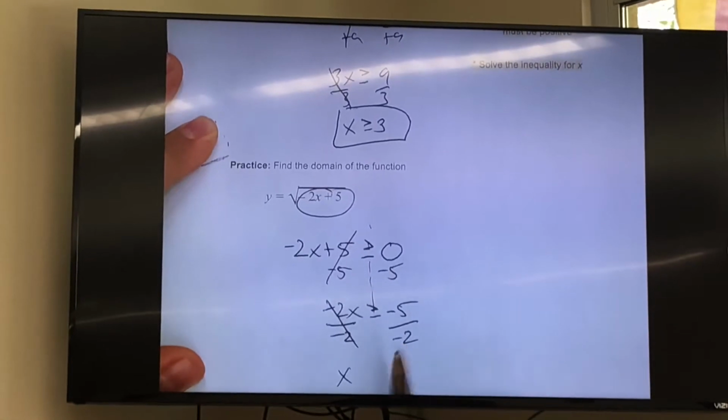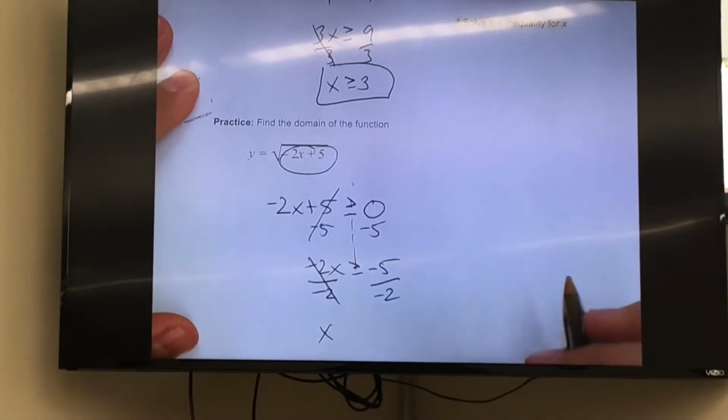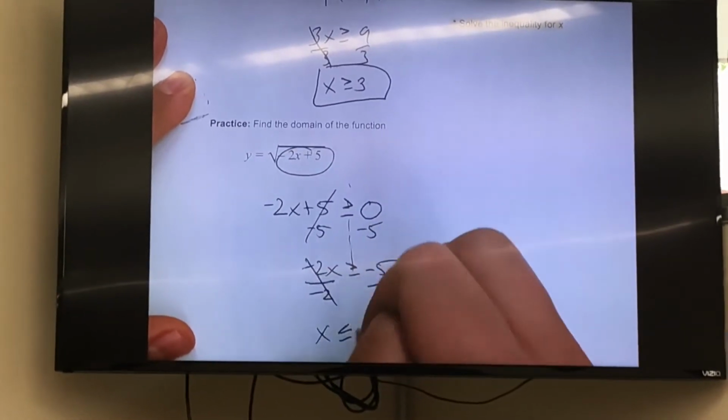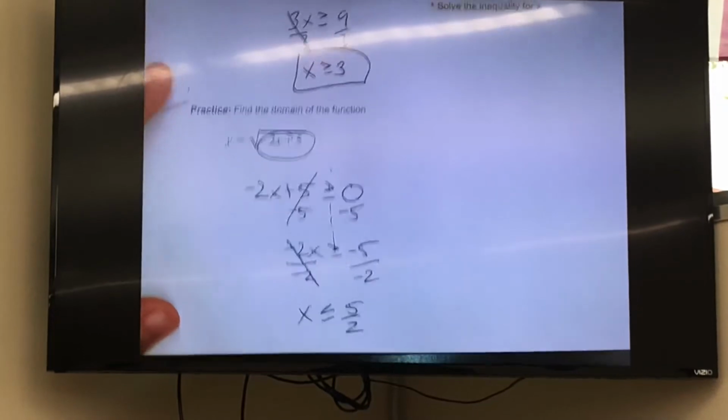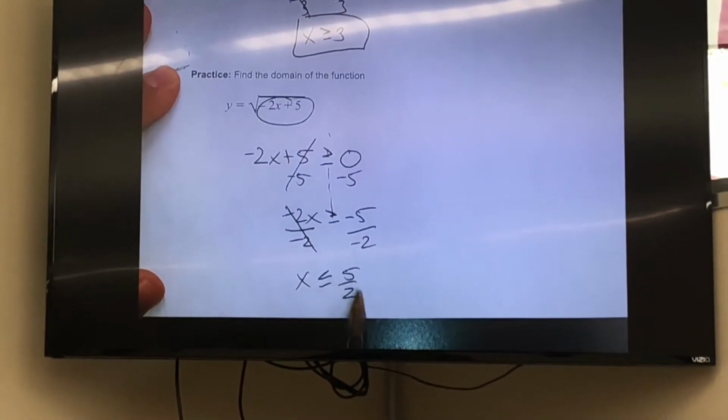Miss May, what happens to the inequality symbol when we divide by a negative? Ooh. Oh, the sign changes. That's right, Miss May. Good job. So that means that x is going to be less than or equal to 5/2.